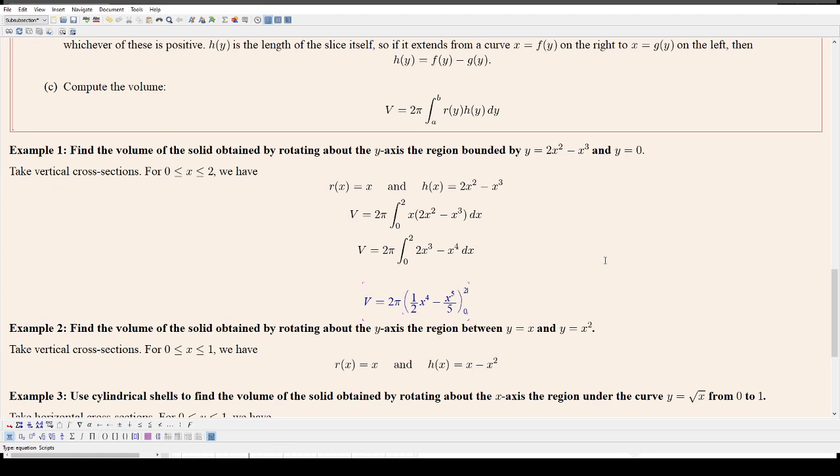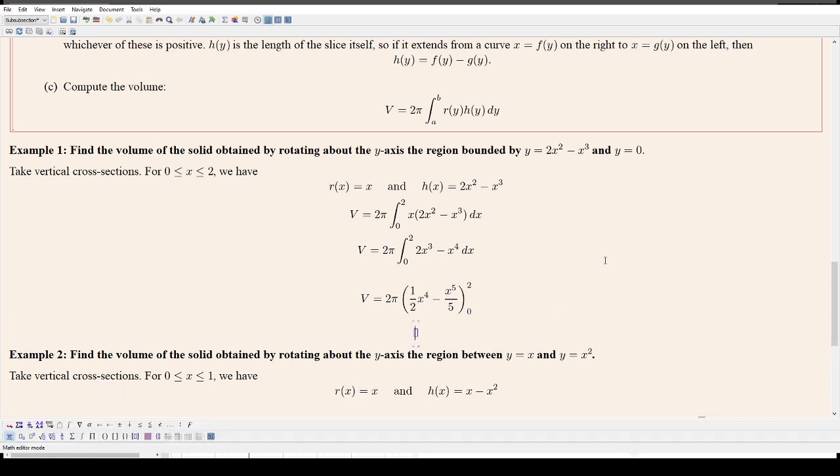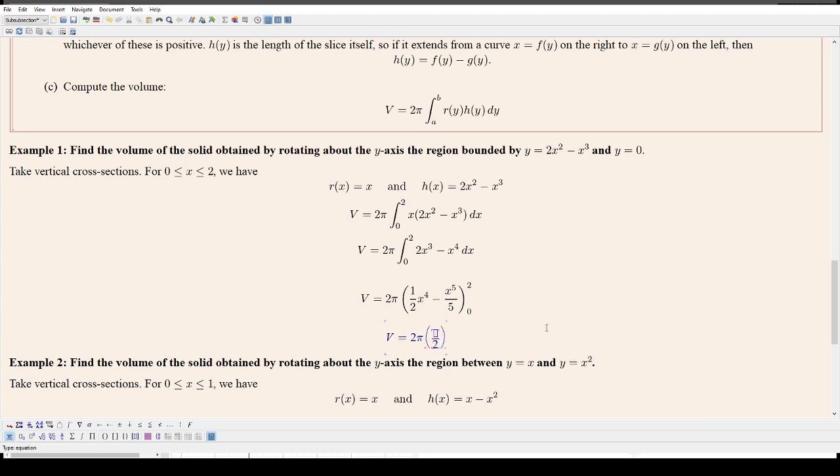Now evaluate this between 0 and 2. Let's see, you plug in 0, nothing happens. So all we need to do is plug in 2. Let's see, 2 to the power 4 is 16. 2 to the power 5 is 32. 16 over 2 is the same as 8.